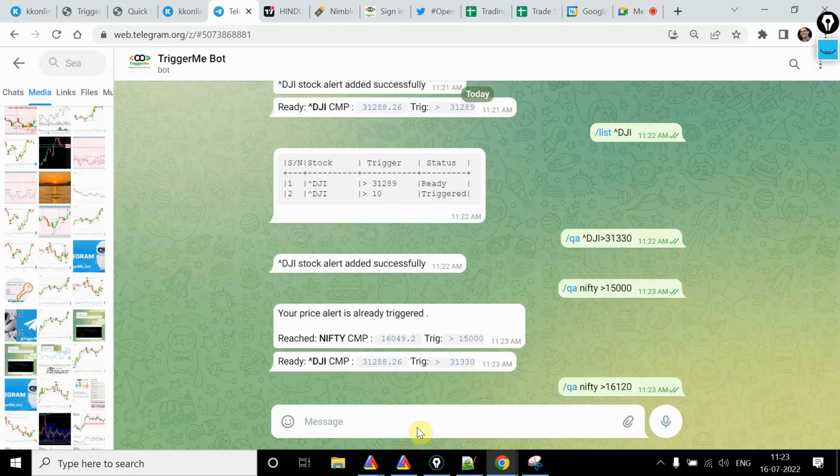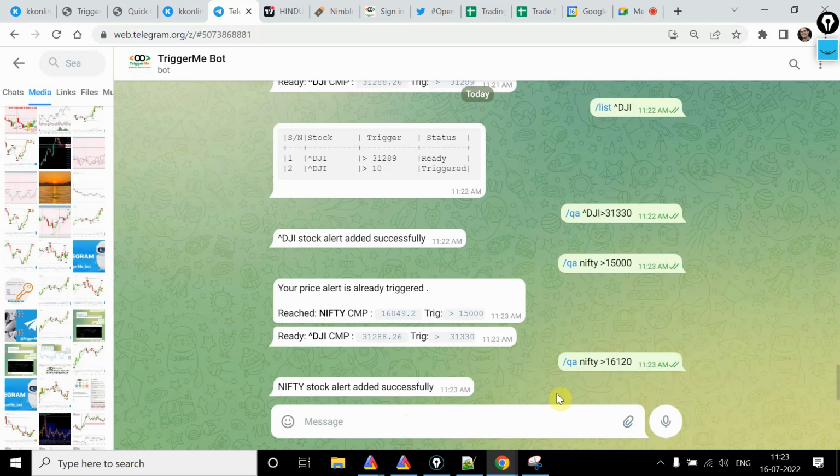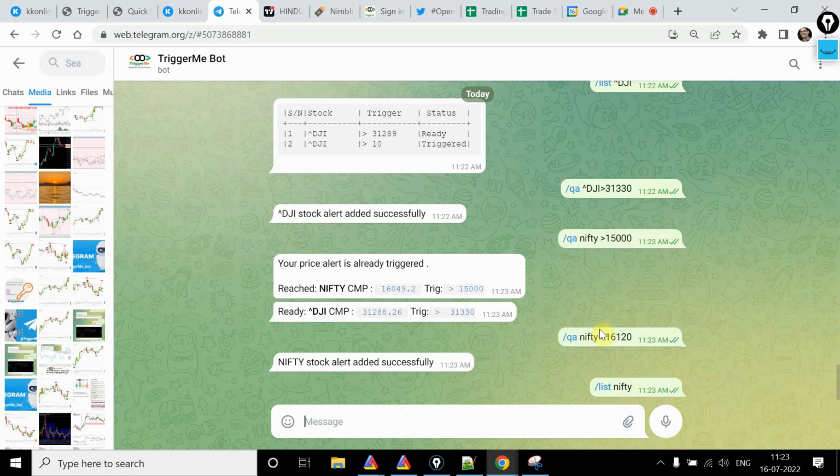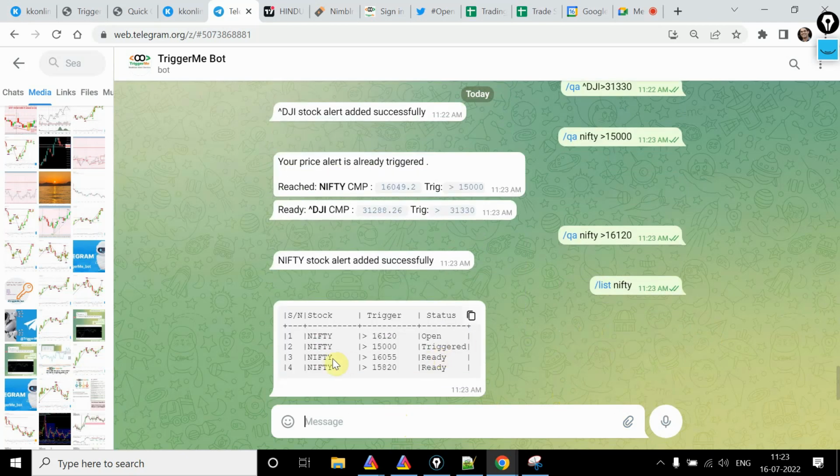So now if I track it, this has been added, and if I do a list over here for Nifty, it will give the information what is the alert, and it is in ready state as of now. This one is an open state because the tolerance has not been reached until now. When the tolerance is about to be reached, within the vicinity of the price trigger, it will change the state and give me information that it is in ready state.